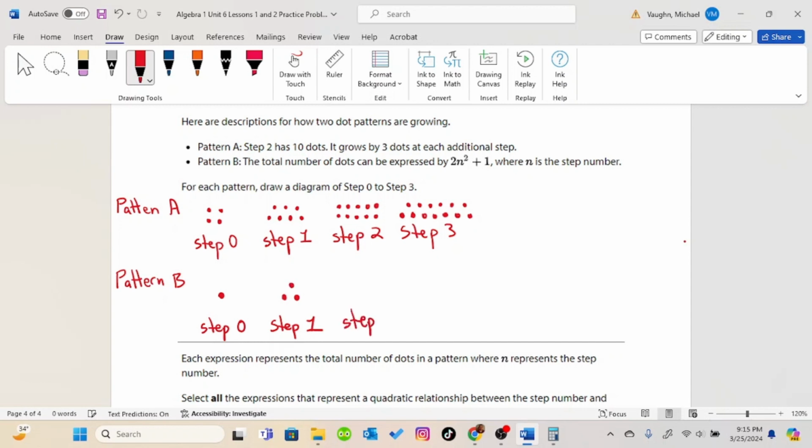Step 2. 2 squared is 4. 2 times 4 is 8. And 8 plus 1 is 9. And finally, step 3. 3 squared is 9. 2 times 9 is 18. And 18 plus 1 is 19.